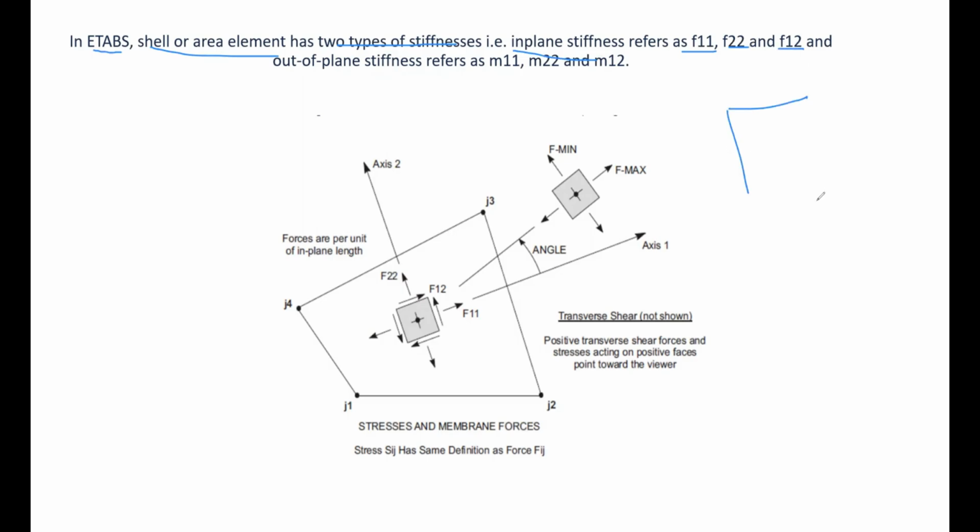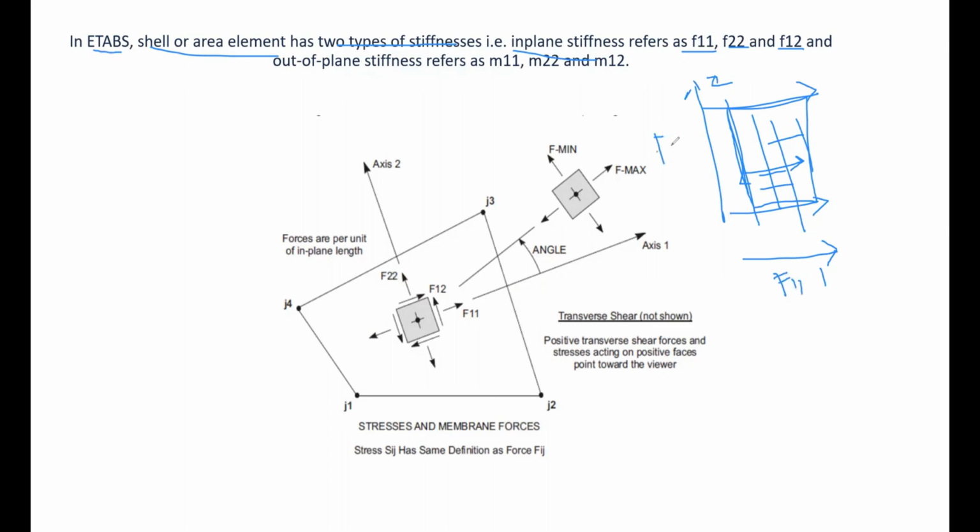Now, for example, this is my slab. This is the plane of the slab. So this slab has stiffnesses along the plane, the in-plane stiffnesses. This is the stiffness along this plane, so we can call it the in-plane stiffness. Suppose this axis is 1, this axis is 2, so we can say it is F11, it is F22, and as you can see over here, F12 is perpendicular to F22 and F11. It is the transverse shear. Okay.